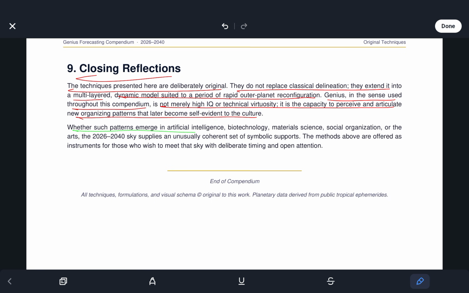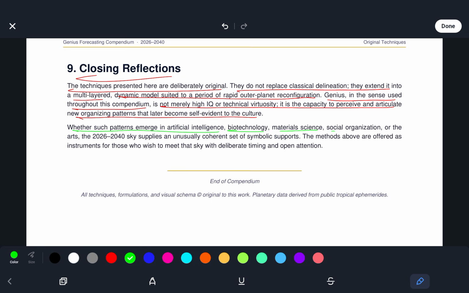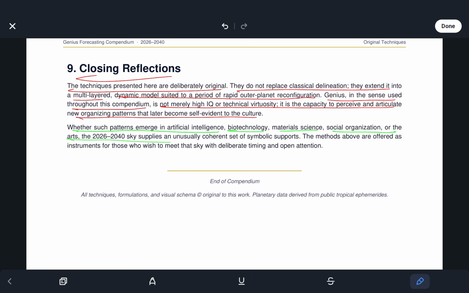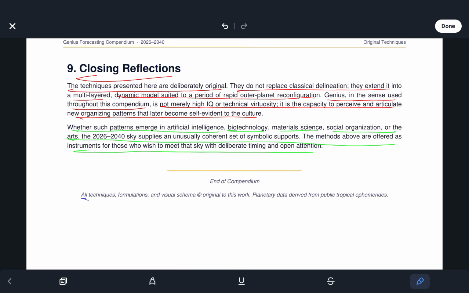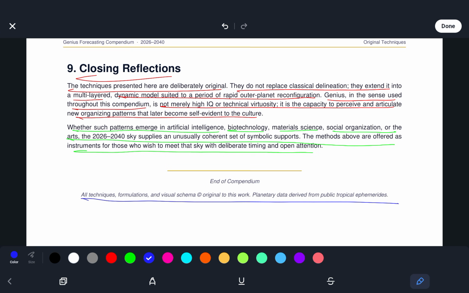Whether such patterns emerge in AI, biotech, material science, social organization, or the arts, we know that these next few years supply an unusually coherent set of symbolic supports. The methods above are offered as instruments for those who wish to meet that sky with deliberate timing and open attention. All techniques, formulations, and visual schema are original to this work. Planetary data derived from public tropical ephemerides.